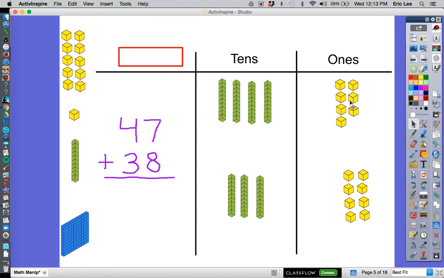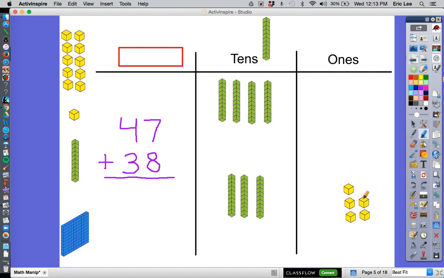So I've got 7, 8, 9, 10. I just made a 10. Keep counting: 11, 12, 13, 14, 15. So 7 plus 8 is 15. I've got to get rid of this 10 though, because I have 10 in my ones column. So I'm going to regroup that 10 ones, get rid of that, and trade it in for a 10. But remember, this 10 can't live in the ones column. So I'm going to regroup it and put it up here in my tens column.